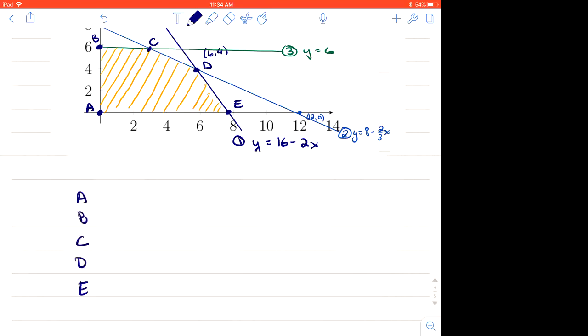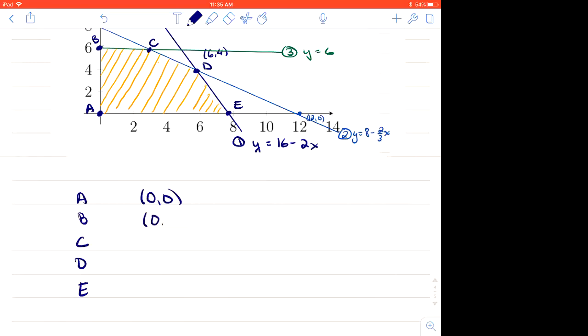Some of these we know, right? And so we're just going to jot down what they are. And some of them we'll just say, okay, we need to solve this, and it's the intersection of 1 and 2, for example. So A is always 0, 0. If you use the same naming convention as I do, I like to start at 0, 0 and then work my way clockwise around, but it doesn't matter. B, we know is at 0, 6, right? X is 0, Y is 6.